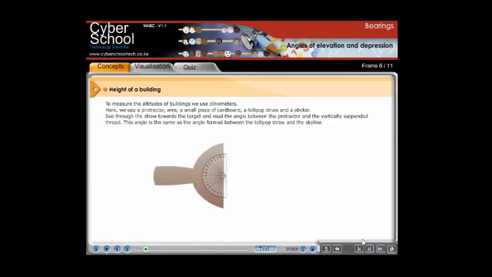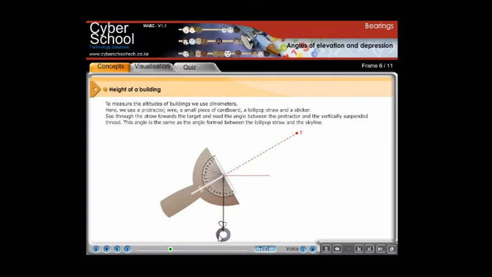A special device called a clinometer is used to measure angles. After measuring the angle of elevation, the altitude of the building can then be calculated. For example, an observer finds the angle of elevation of a school building from a distance of 10 meters is 60 degrees. The height of the school building is calculated.